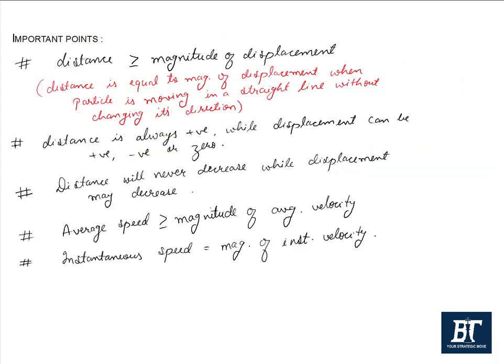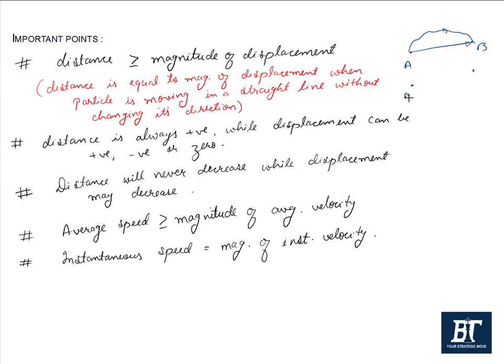Let us discuss few important points which are related to distance, displacement, speed, and velocity. So distance traveled by a particle is always greater than or equal to the magnitude of the displacement. So if a particle is traveling from point A to point B via this route, the length of this path will give us the distance, but the length of the line joining AB will give us the magnitude of displacement. So obviously this length here in this case is greater than the length of line AB.